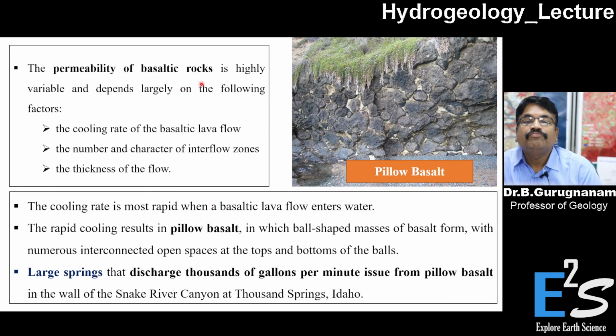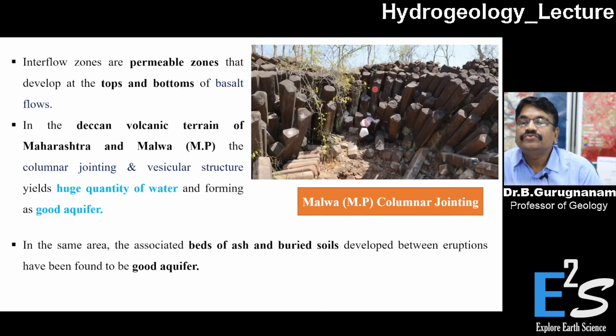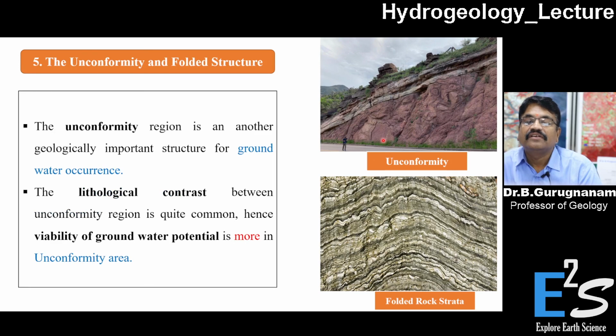The permeability of basaltic rock is highly variable. So this is a pillow basalt. It varies depending upon the rate of cooling, the number and character of interflow zones, and the thickness of the flow. Pillow basalts, I will show, are excellent because of slow cooling, so the pore spaces are more and the interconnection is more expected. This is Malwa, Madhya Pradesh. A huge amount of water can go, and it is a very good, excellent aquifer.